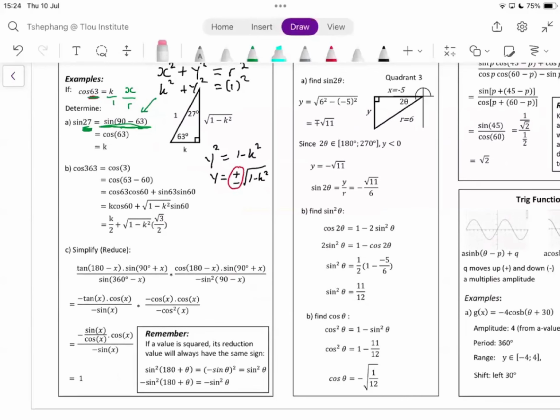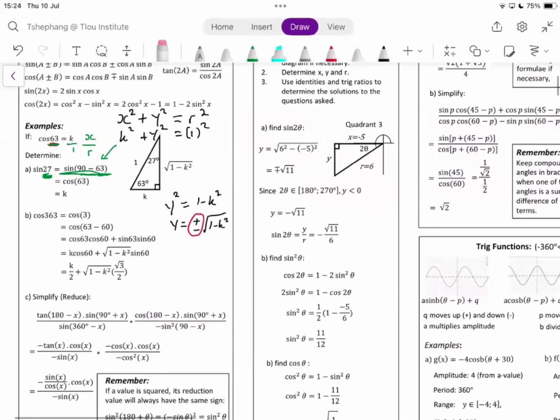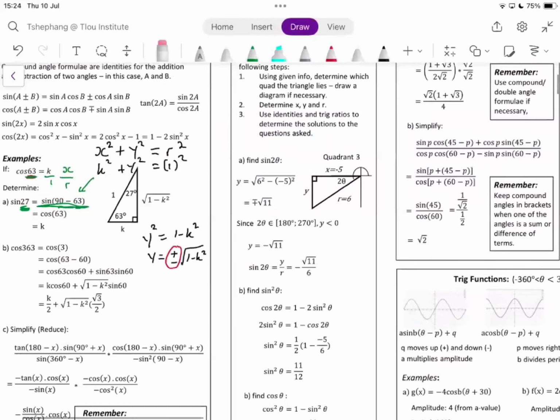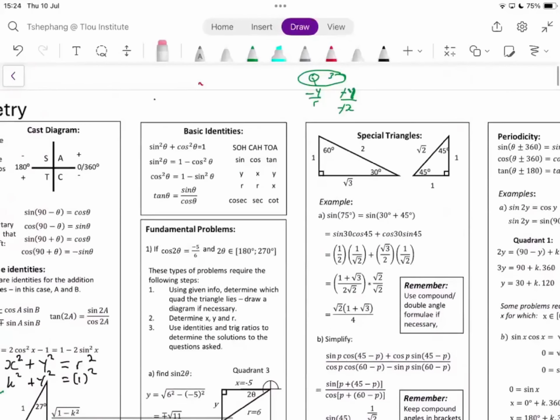Perfect. Now, moving along. Some of these things I want to explain when we are actually doing the questions together. All right, so I'm just going to skip for the sake of time. Now, you need to remember some of the basic identities that we dealt with in the earlier grades.